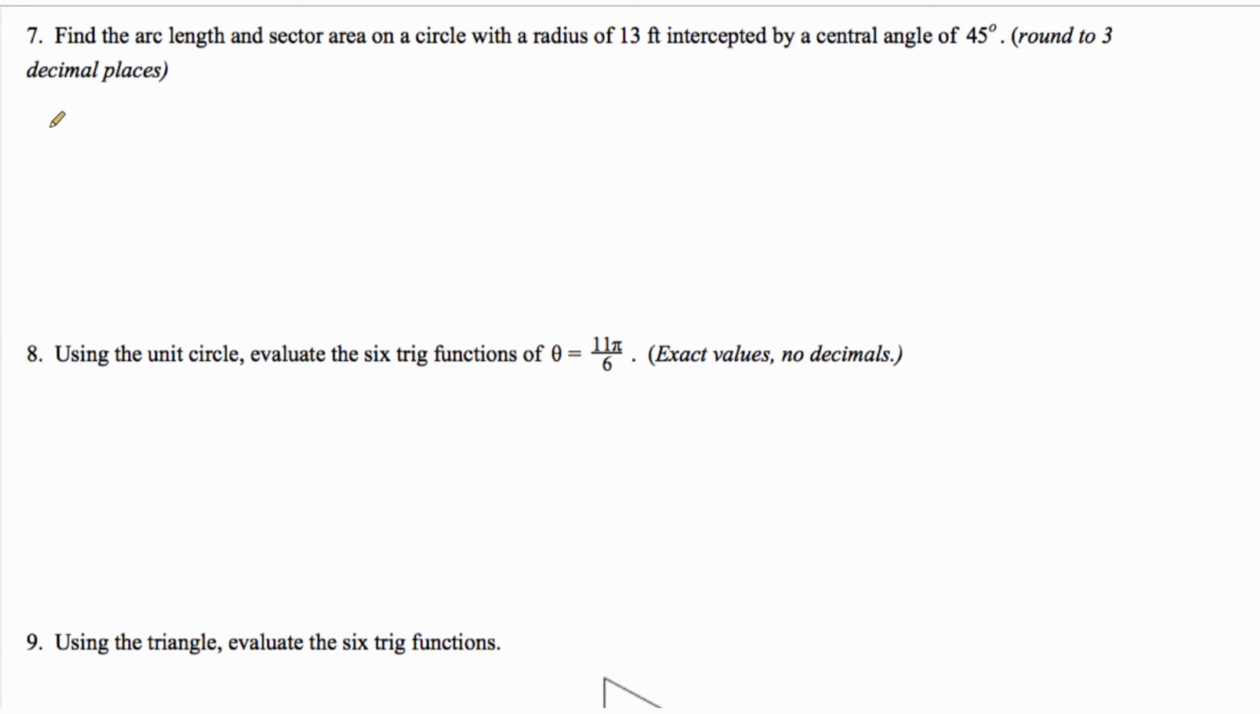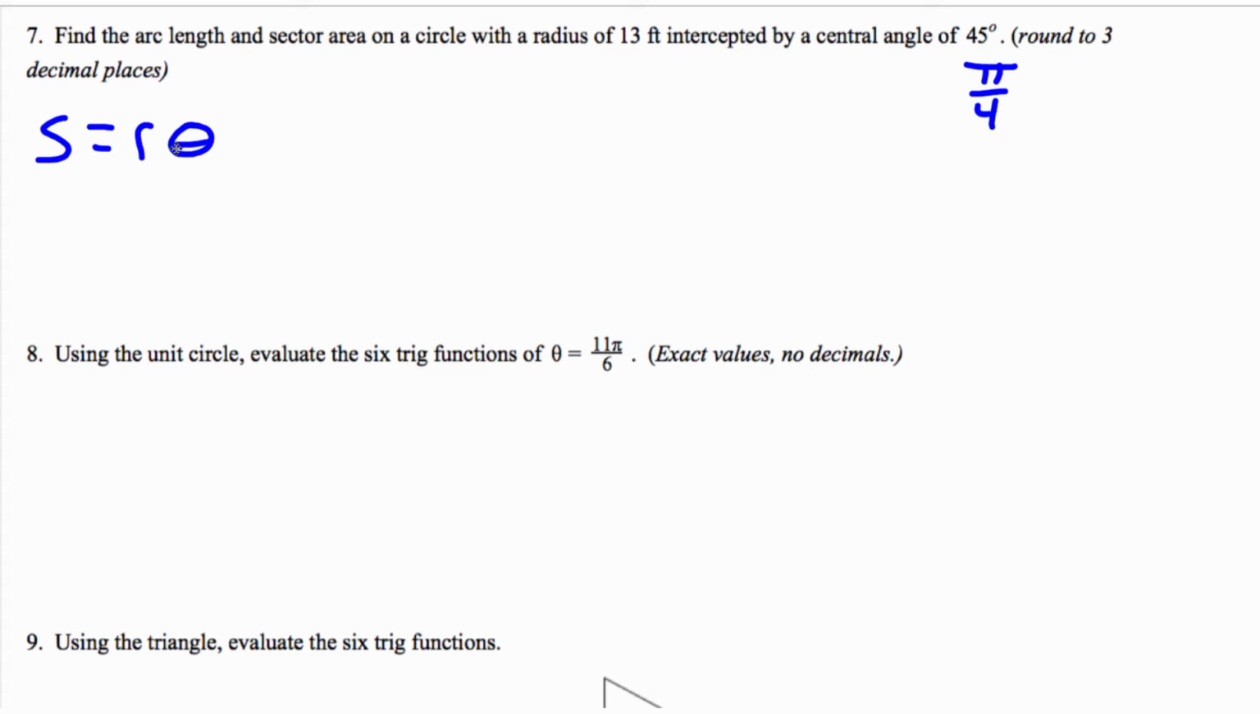So the arc length formula says S equals R theta, but one thing that we have to remember is that this theta value, this angle, has to be a radian angle. So this 45 degrees isn't going to work for us. What we have to do is convert that over into radians. When we do that, we should get pi over 4.